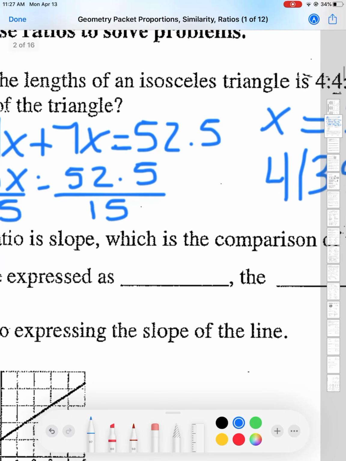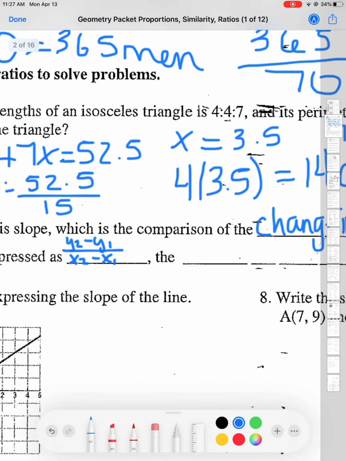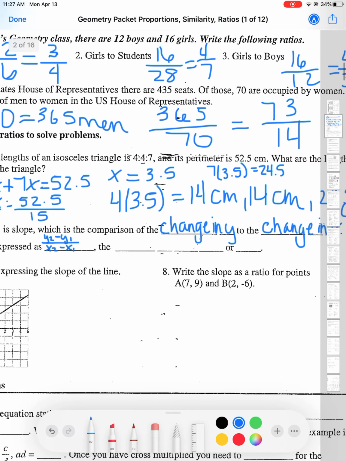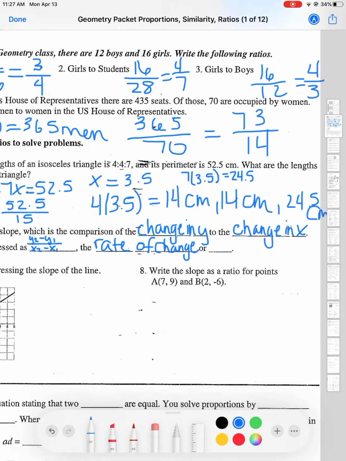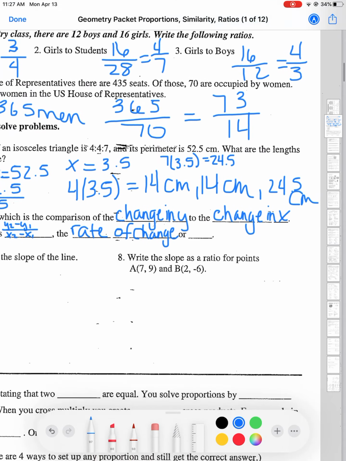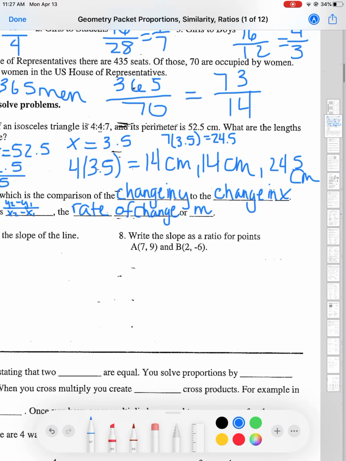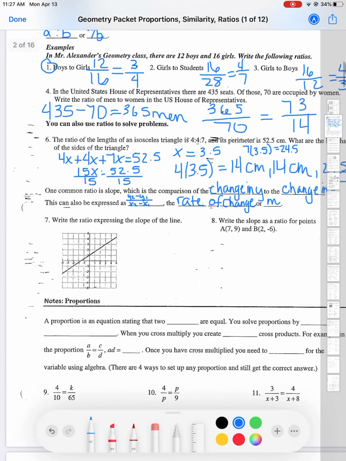One common ratio is slope, which is the comparison of the change in y to the change in x. This can also be expressed as, remember our slope formula, y2 minus y1 over x2 minus x1 if we're given points. Sometimes we also call it the rate of change. I'm so sorry for my terrible handwriting, guys. And then sometimes we denote it as m in some formulas.